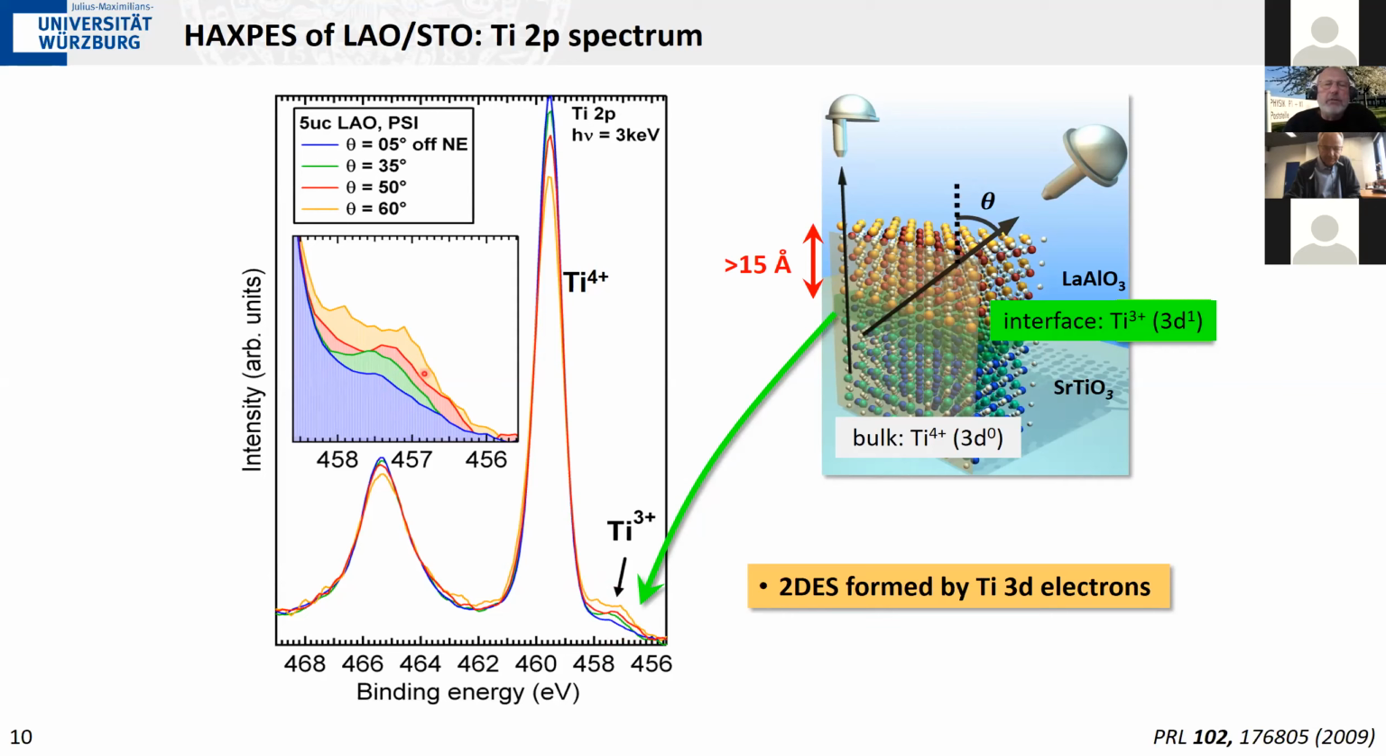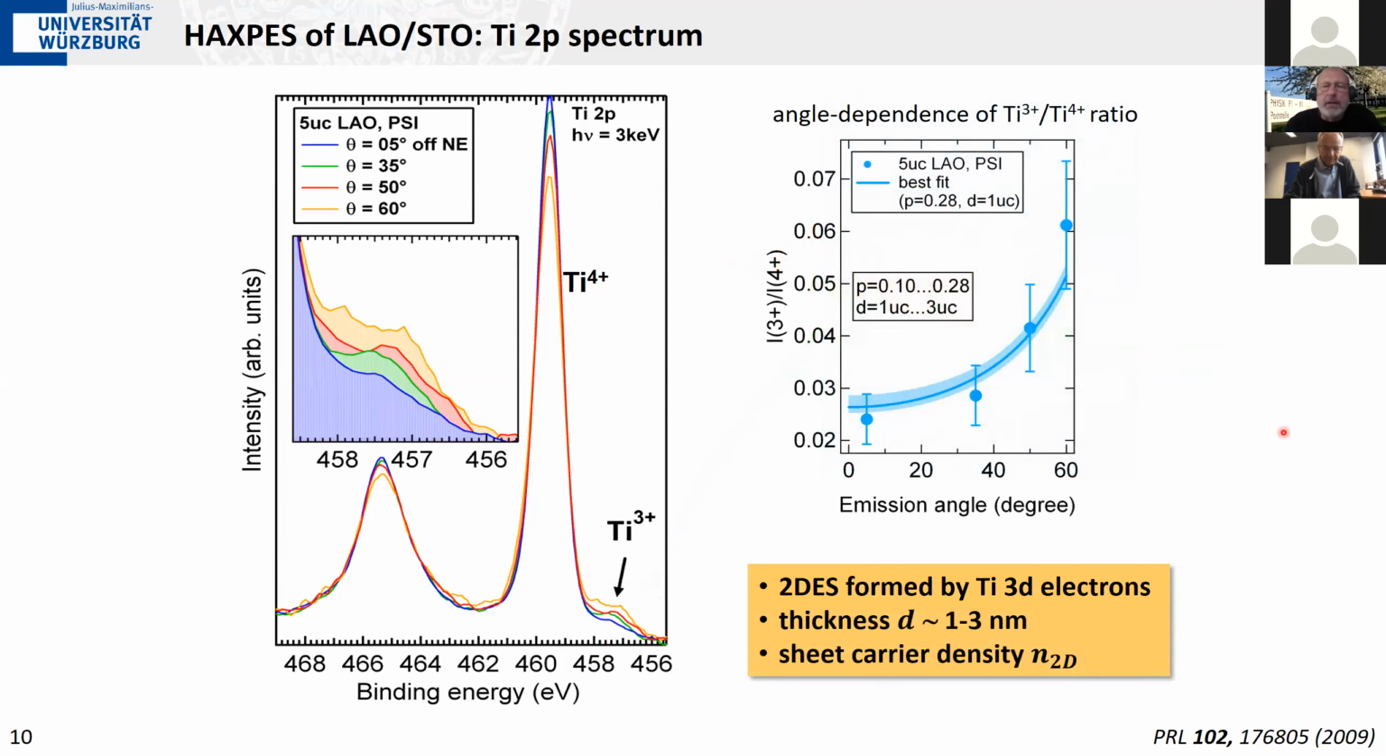You can actually try to do some quantitative analysis of this angle dependence, and we have done this quite extensively. And from that, you can then draw the conclusion that the thickness of the carriers is of the order of a few nanometers near the interface. And you can also extract the sheet carrier density in terms of electrons per square centimeter, and you find a number which is a little bit higher than you expect from the Hall effect, but still clearly lower than the 3.5 times 10 to the 14 per square centimeter that you expect from a simple electronic reconstruction picture.